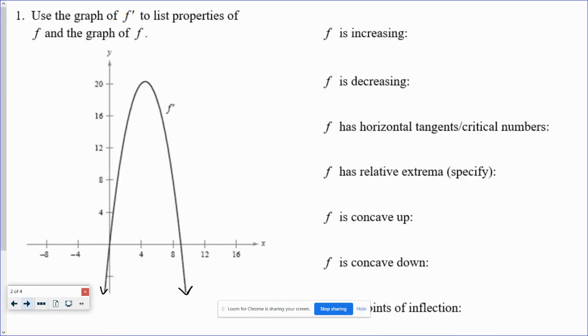Okay, so here is an example of what you might see. Use the graph of f prime to list properties of f and the graph of f. So this is using the graph of f prime. We want to talk about what's happening with f. Okay, so looking at this graph, we want to know where f is increasing. Okay, think about what we just said. We just said that f is increasing when f prime is positive. So take a look at this graph. This is the graph of f prime. Where is it positive? Okay, it looks like it's positive starting at 0 and around 9 it stops being positive. So f would be increasing from 0 to 9.